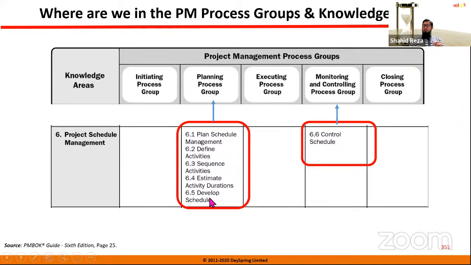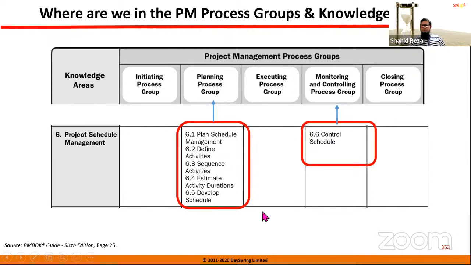Then develop schedule. That means we will use network diagram, critical path method, mathematical tools, and also we can use software. Using those things, we can create the project schedule of our project. So when the schedule is completed, we will show the schedule to our management, and if management approves, then that will be our schedule baseline. So this is the concept of the planning processes of schedule management.